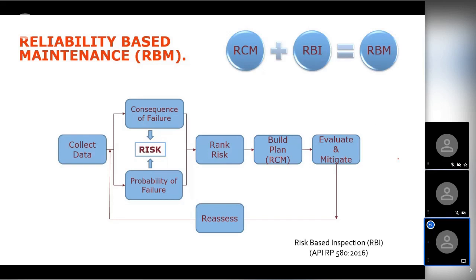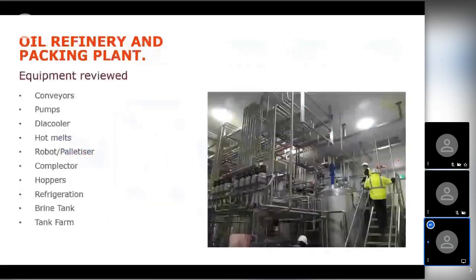We can now build risk-based techniques into this program. So risk-based inspection, API 580 is the standard for that. Add that to RCM, and we've got what we call risk-based maintenance. We're going to use the philosophies from RCM, using what we know about risk. RBI is mainly about thickness measurements for piping and pressure vessels, and we're going to do our decisions on that.